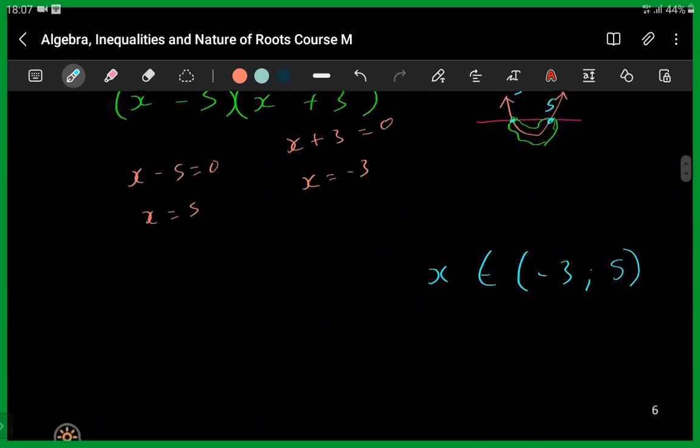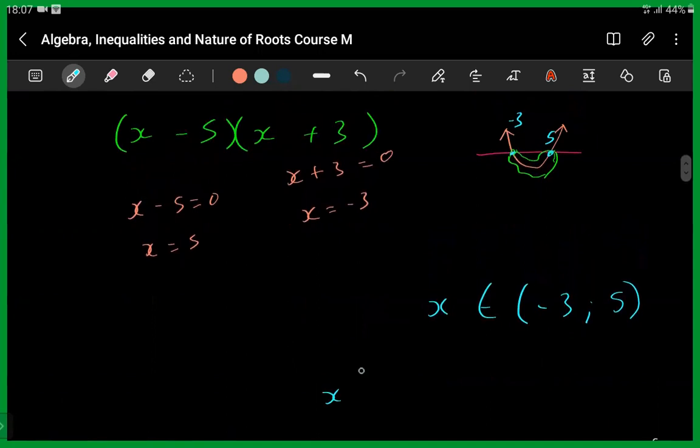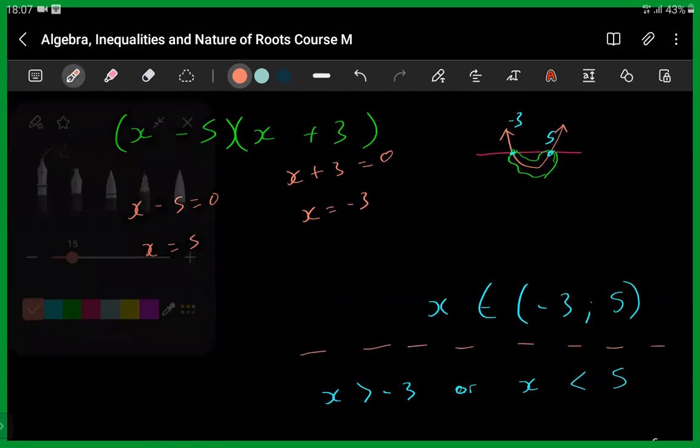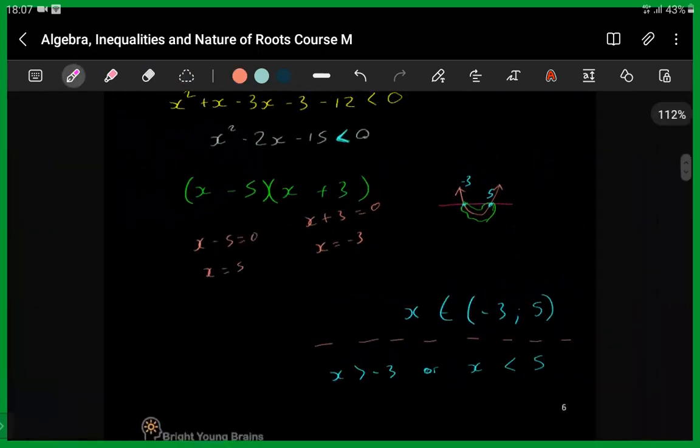Another way you can write it out is you can say x is bigger than minus 3 and x is smaller than 5. Two ways to answer the same question. Do you see? Yeah. Yeah. So that's how you would answer a question like this one.